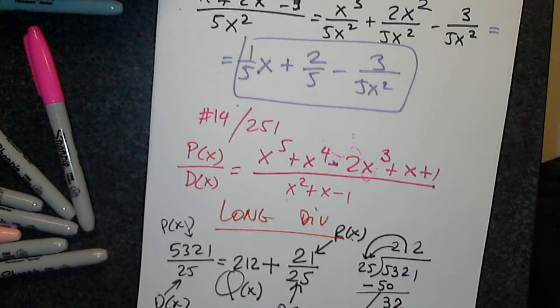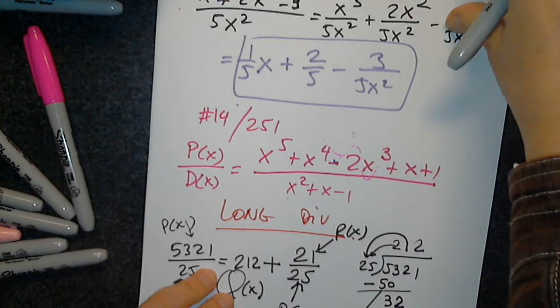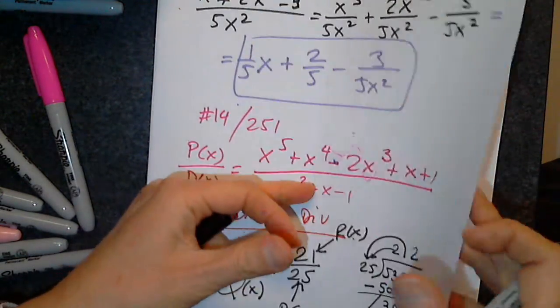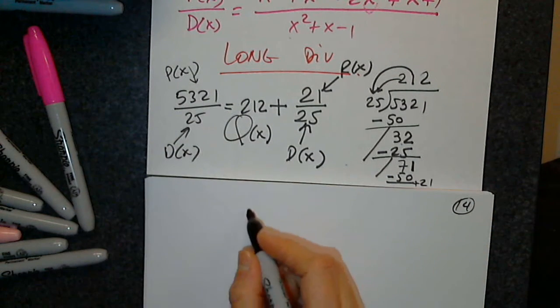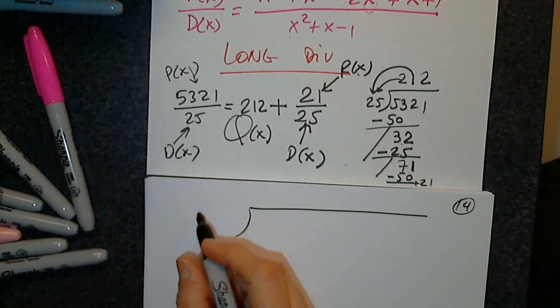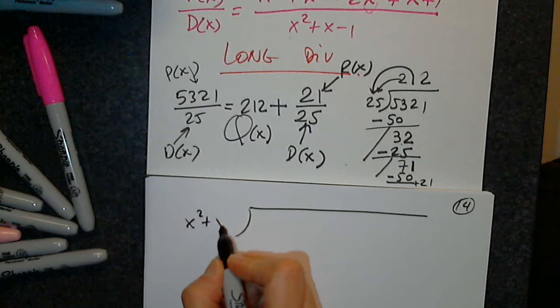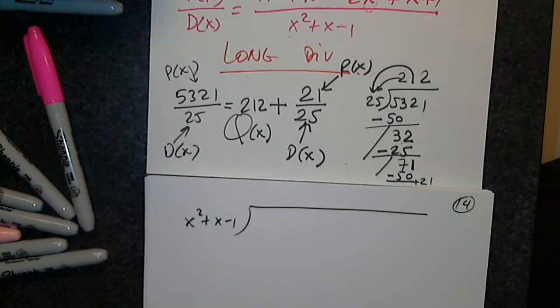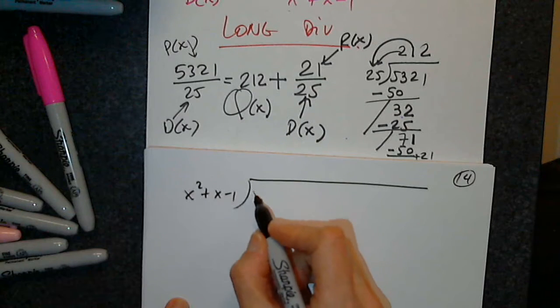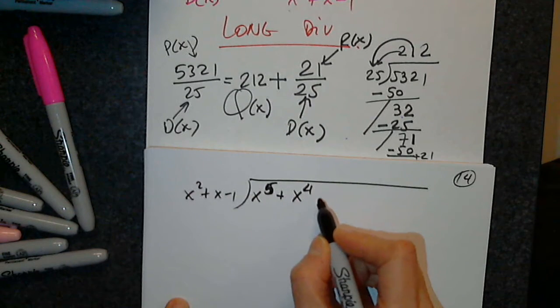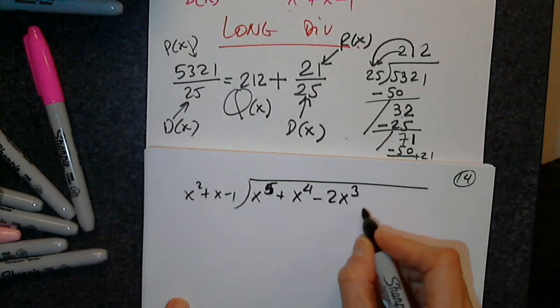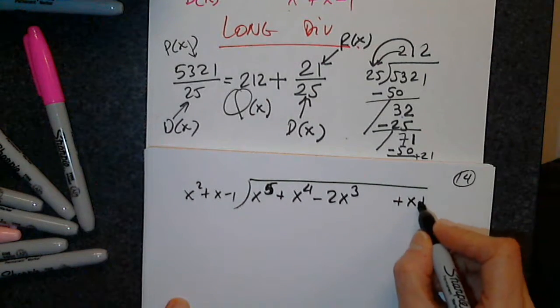Good. So let's start the same mechanism, step by step. So I'm dividing by x squared plus x minus 1. And the polynomial is x to the fifth plus x to the fourth minus 2x cubed, space, plus x plus 1.